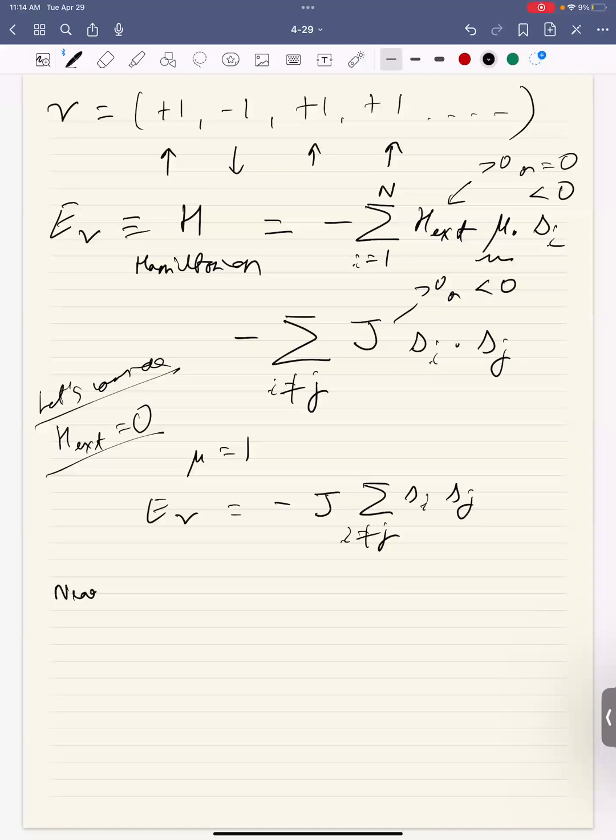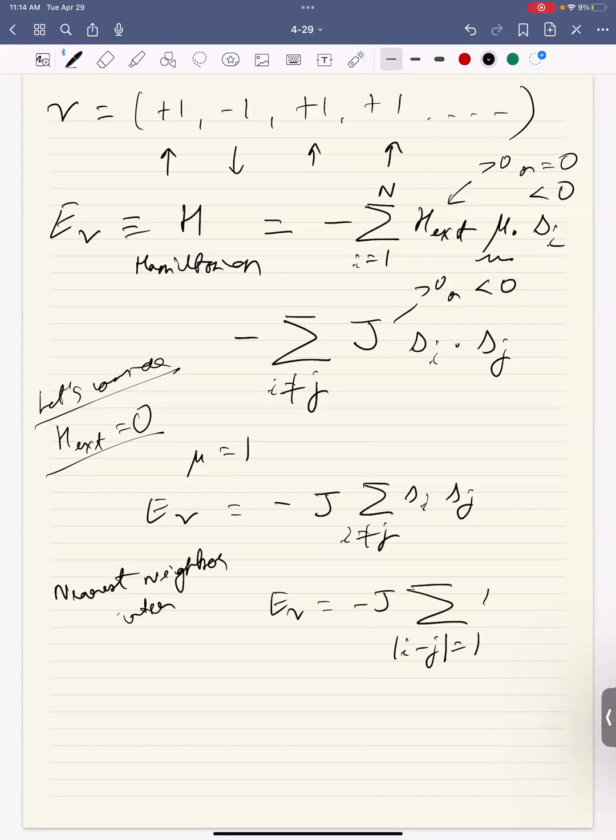Now, if we want to focus only on nearest neighbor interaction, E nu can be written as minus J summation over modulus of i minus j equal to 1, multiplied by Si Sj. So what does this mean? Modulus of i minus j equal to 1 means i is equal to 1, j is equal to 2; i is equal to 5, j is equal to 4; i is equal to 8, j is equal to 7, right? They have to differ only by 1. So it's nearest neighbor interaction.